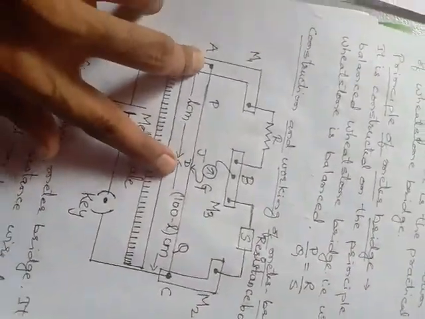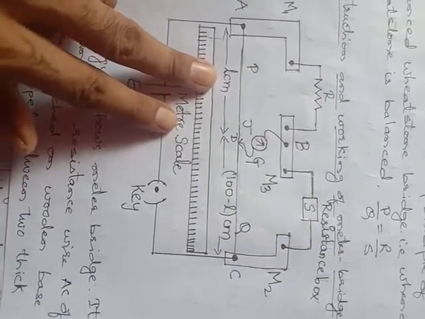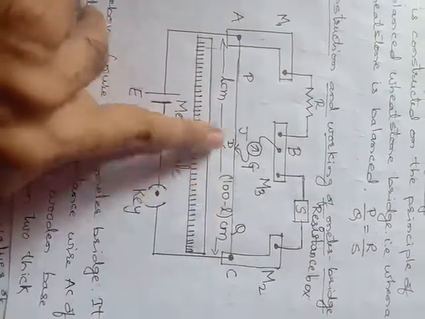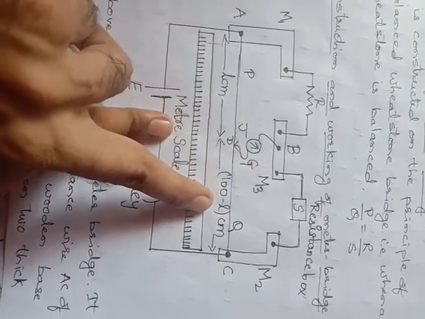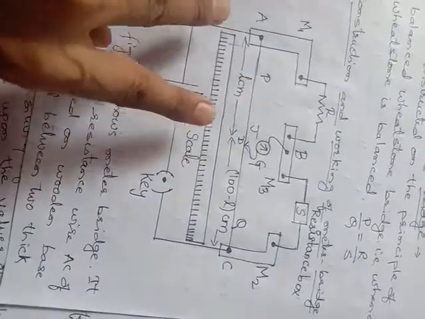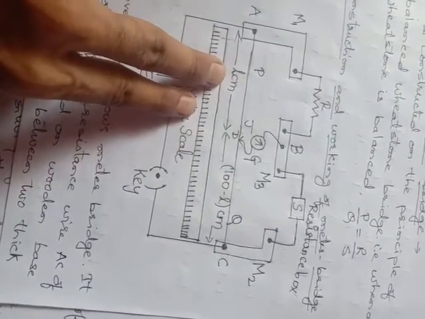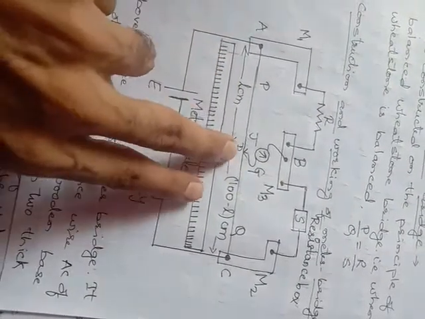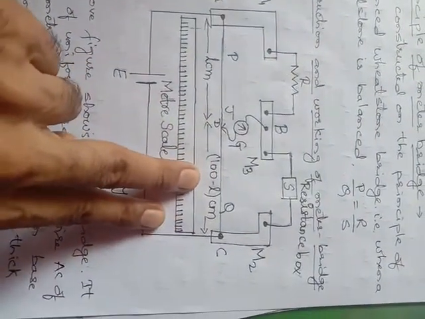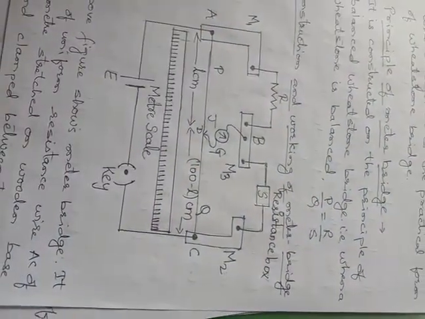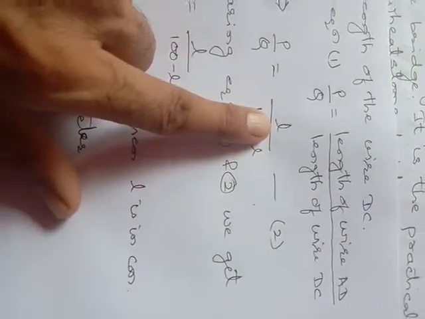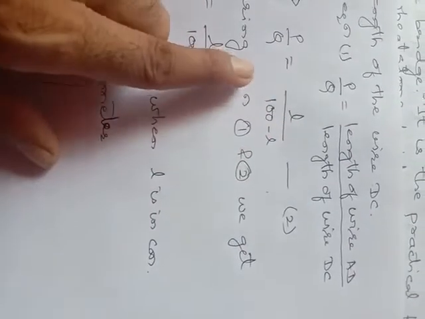From this figure, if you see, the length of the wire AD is L centimeter. And what is DC? 100 minus L. So now in this equation, for the length of the wire AD, what will I write here? L. Similarly, for the length of the wire DC, 100 minus L.